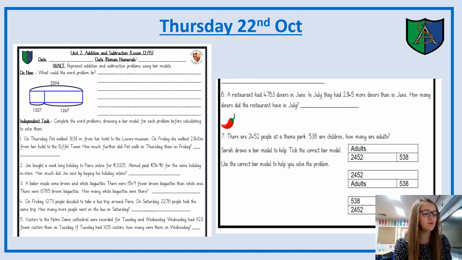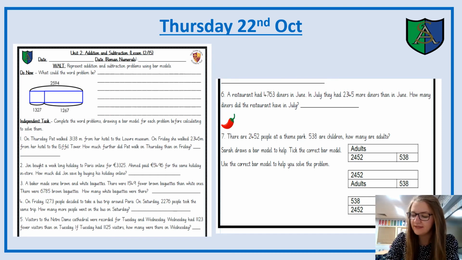On Friday, she walked 2,346 metres from her hotel to the Eiffel Tower. How much further did Pat walk on Thursday than Friday? On Thursday, she walked more than she walked on Friday.